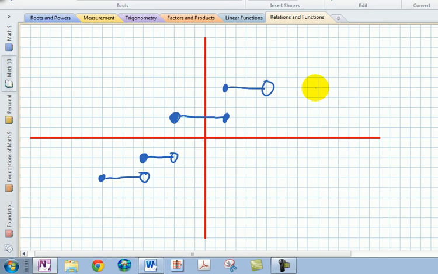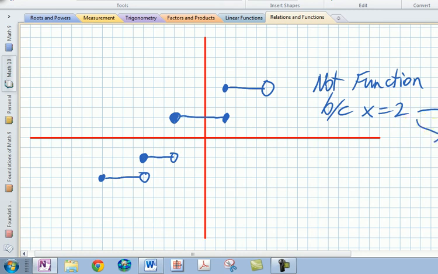But now, if I used here, now it's not a function. It's not a function because x equals 2 can be two different things. X equals 2 can be a value of 2, or x equals 2 can be a value of 4. So there's two different y values. Now, a proper arrow diagram would be something like this: 2, and 2 and 4. And so you can see that there's two different outputs. So that would not be a function.